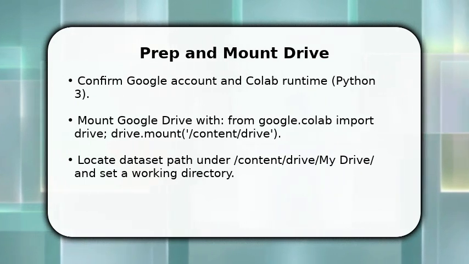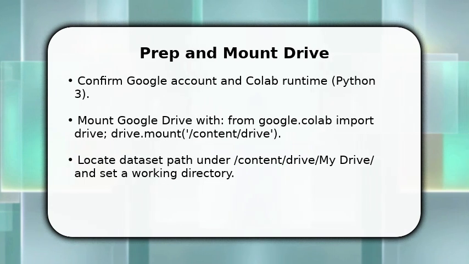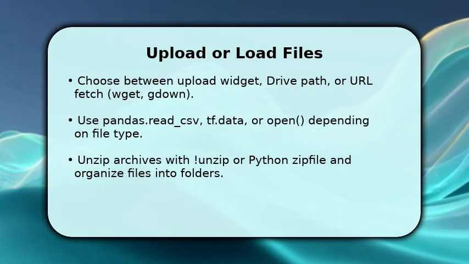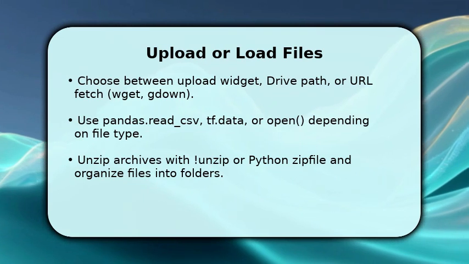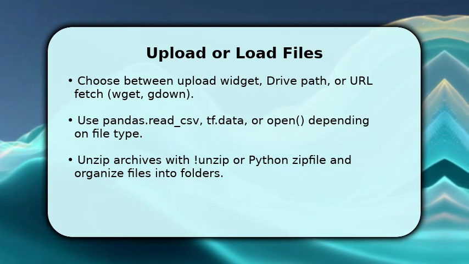Once Drive is mounted, you can list files to confirm the dataset name and exact path before loading it into Python. Now load the data itself. If the file is local, use Colab's File Upload widget. For Drive, use the path you mounted. For public files, use wget or gdown.